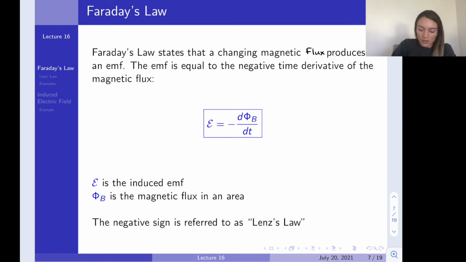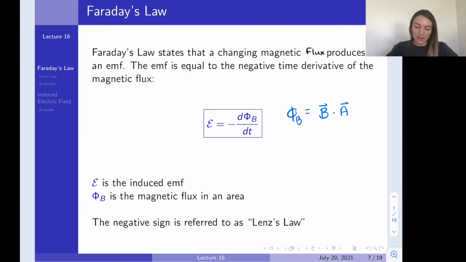Now, it's important to note here, remember our flux, if our magnetic field is constant over some area, our magnetic flux is B dotted into A. So since our time derivative is on the flux, that means that if either the magnetic field or the area are changing, either of those will induce an EMF. So we'll see examples of both, but it's important to remember that it can be the area that's changing as well. It doesn't just have to be the magnetic field in this case.